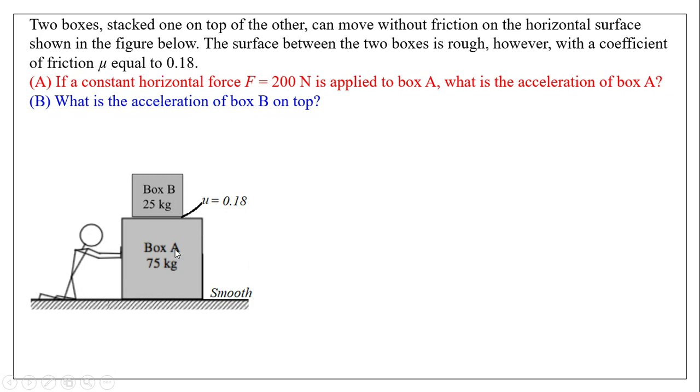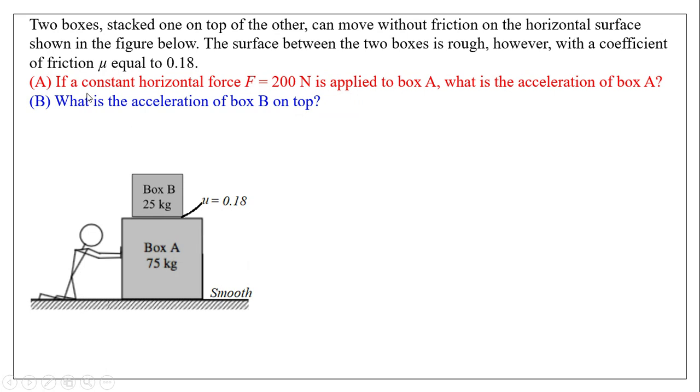Okay, so here's box A. Box A rests on top of a smooth surface. However, on top of box A, there is box B, but there is friction between box A and box B, and the coefficient of friction is given to us. Alright, so let's go ahead and do A and B.